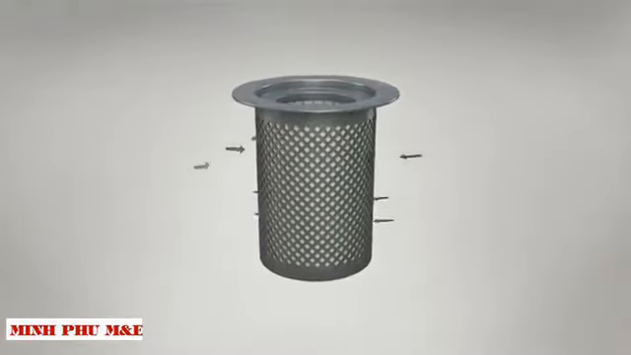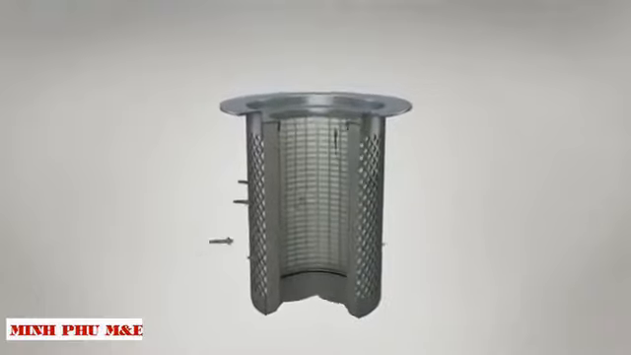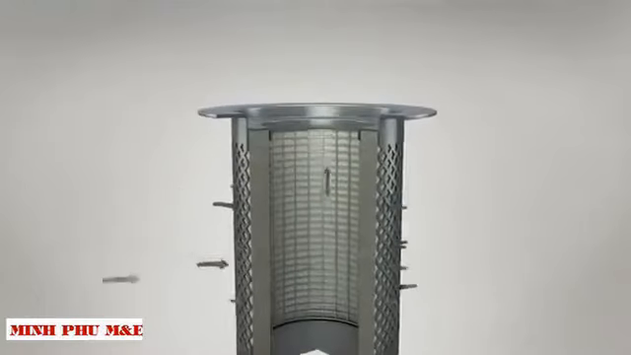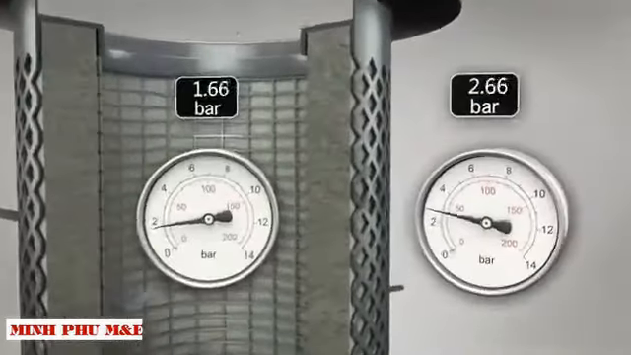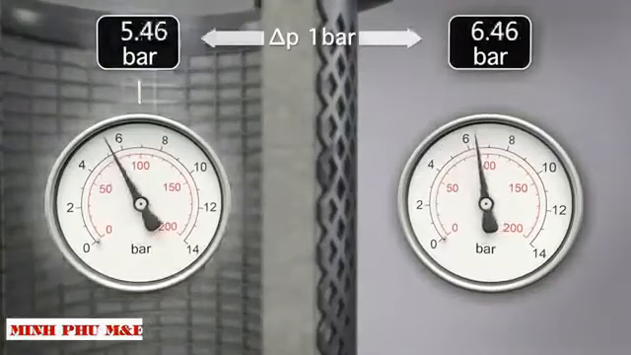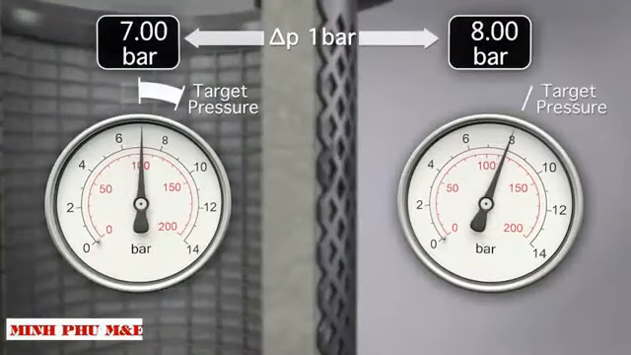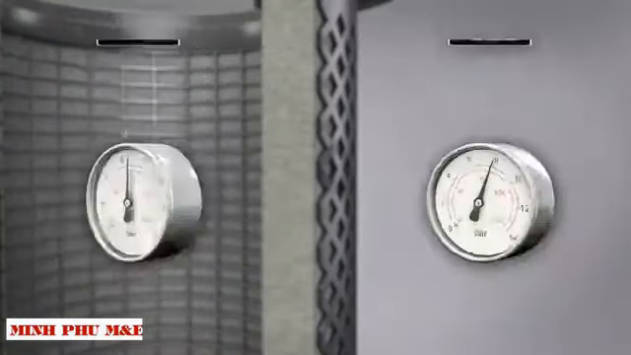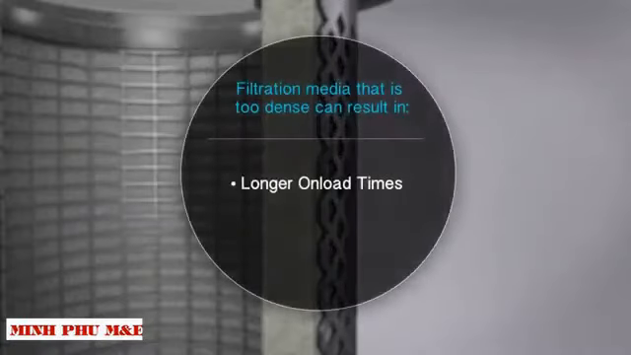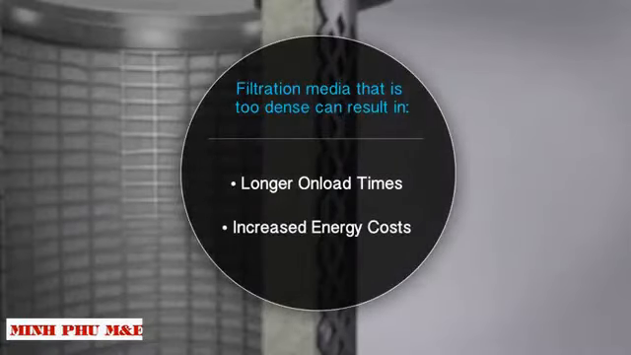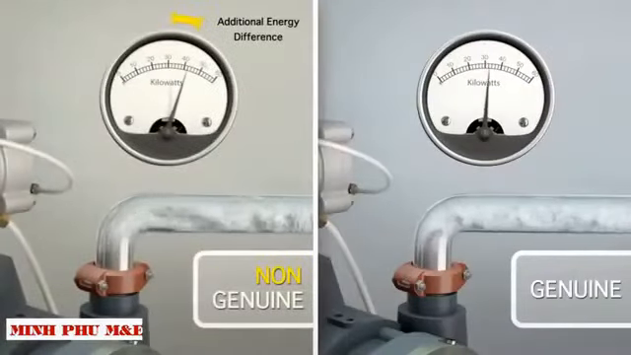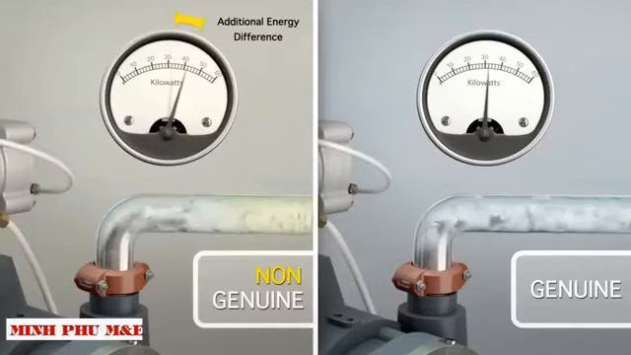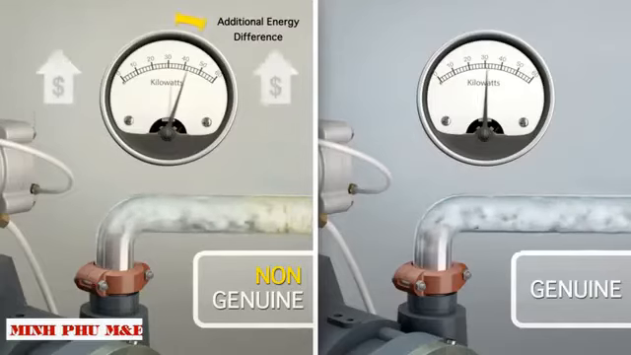contains unsuitable filtration media. Filtration media that is too dense will restrict airflow, creating an increased pressure differential across the element. Consequently, the compressor will continue to think its target pressure hasn't been reached when in fact it has. The result: longer on-load times and increased energy costs. It also means your compressor has to work harder to generate the additional pressure needed to compensate for the pressure drop, putting unnecessary load on your motor and further adding to your energy costs.